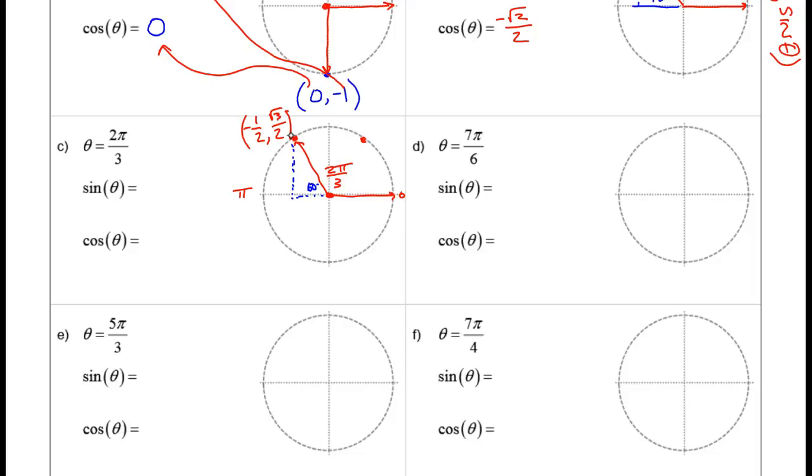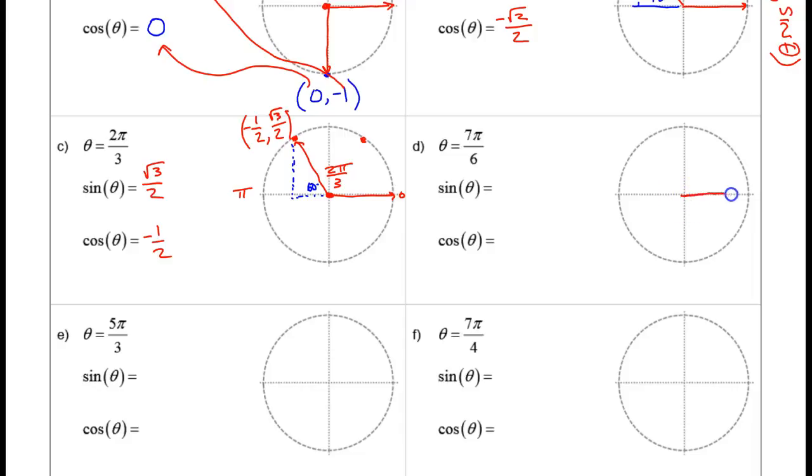Okay, so cosine is the x coordinate, -1/2. And sine of theta is the y coordinate, or √3/2. Again, we're in quadrant 2, so the x value is going to be negative, the y value is going to be positive. Moving on, let's look at theta equals 7 pi over 6.